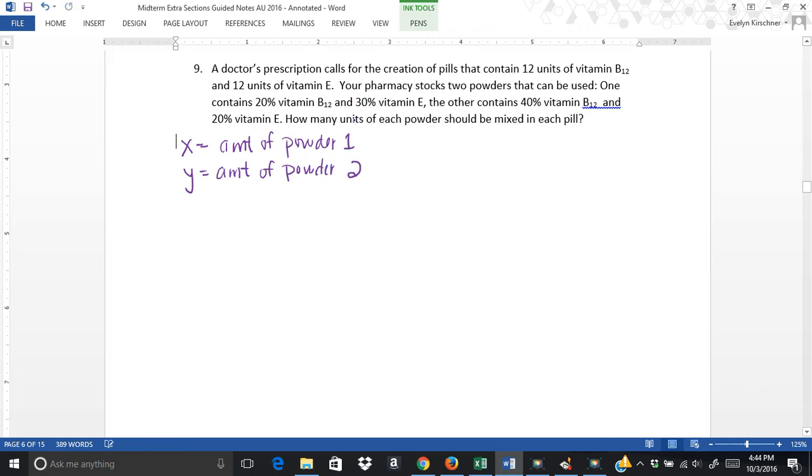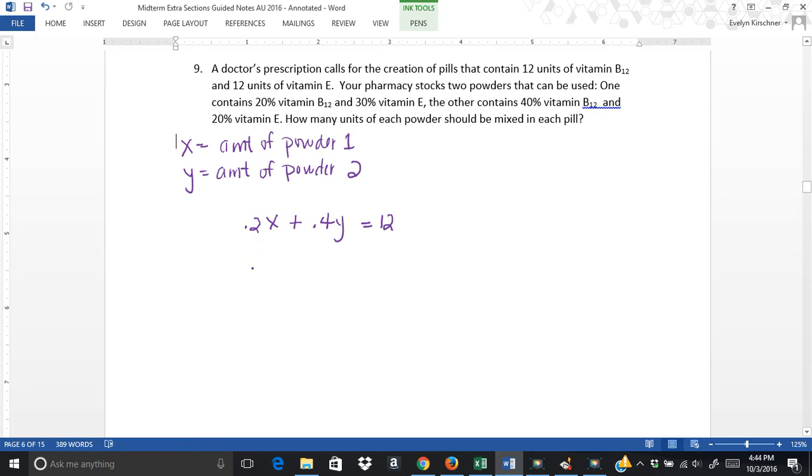All right, so powder 1 has 20% B12, so 20% of powder 1 for B12, and the other one has 40% of B12. And altogether, I need that to be 12 units. So the 20% of X plus the 40% of Y has to equal 12.